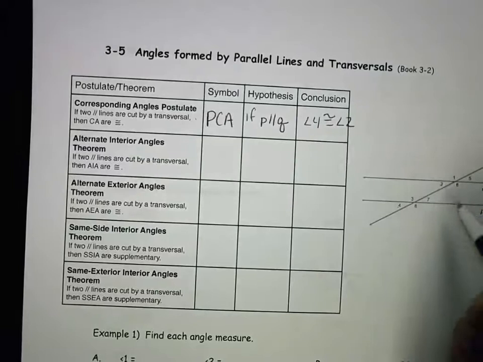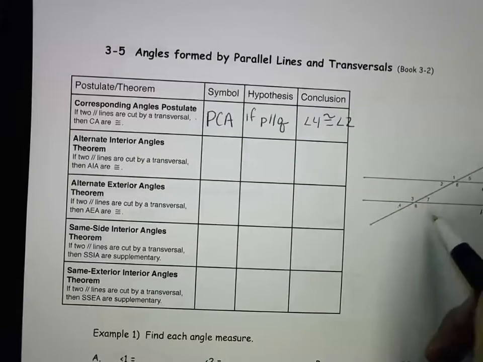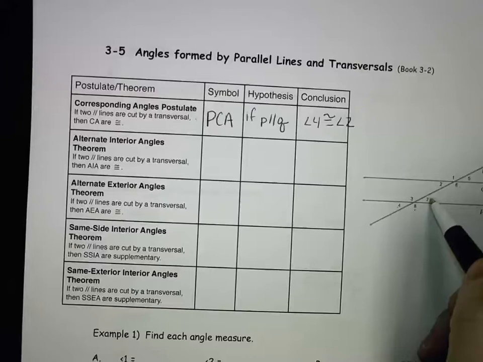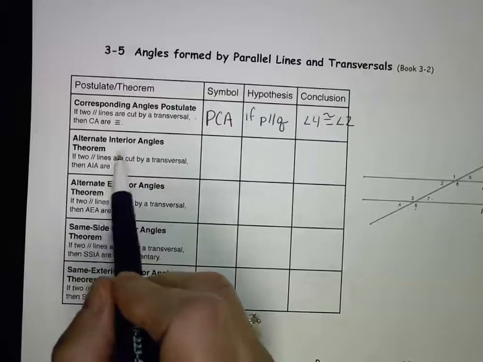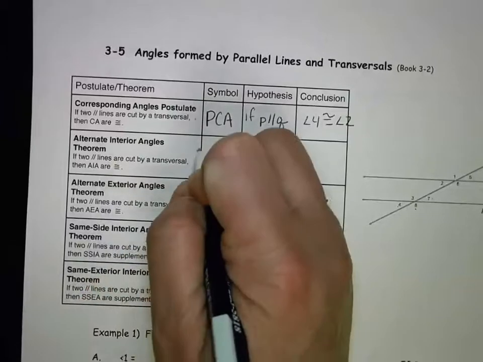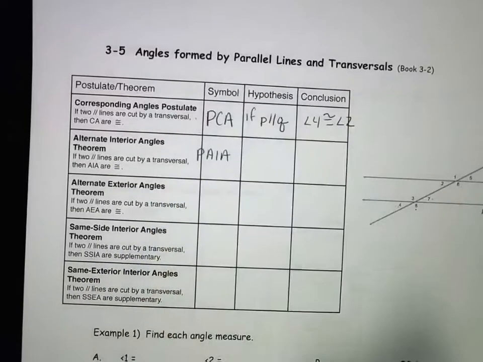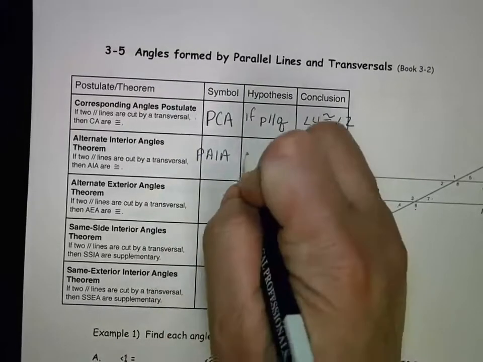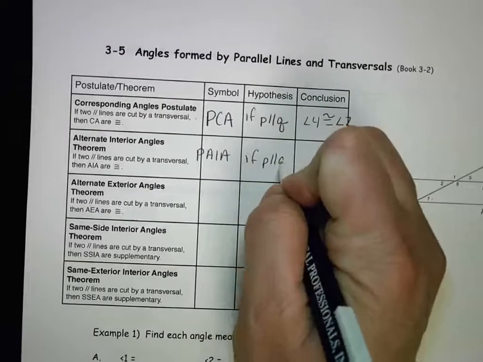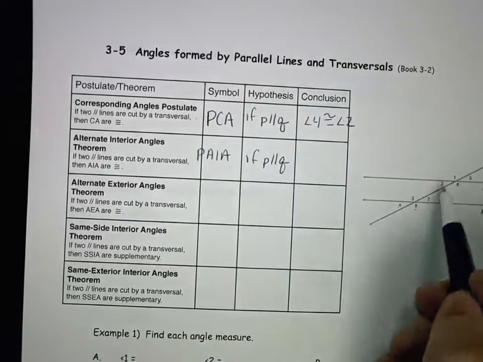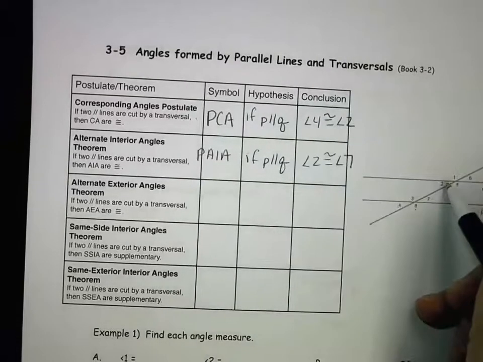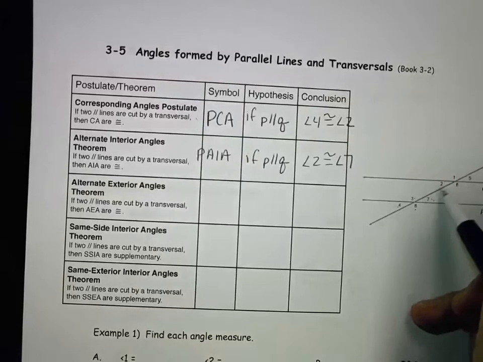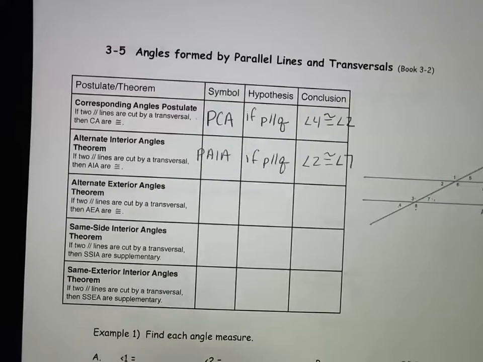And we could use 4 and 2, you could use 3 and 1, you could use 8 and 6, or you could use 7 and 5. The next one, alternate interior angles theorem, is PAIA. Stands for parallel lines, alternate interior angles. So if P is parallel to Q, alternate interior angles are congruent. So angle 2 is congruent to angle 7, or you could also use 3 and 6.